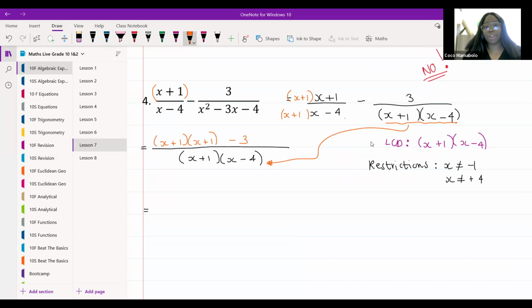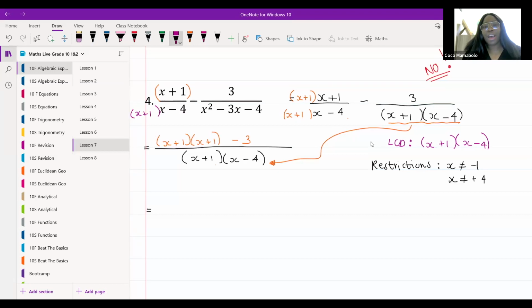Now, when we went and found our LCD, we said that our LCD is x minus 4 and x plus 1. So we can tell that this first fraction is missing what? What is this first fraction missing in the denominator? X plus 1. Good, it's missing x plus 1. So if I multiply the bottom by x plus 1, where else must I also multiply? At the top. So you see how when I add the x plus 1, I get x plus 1 and x plus 1.